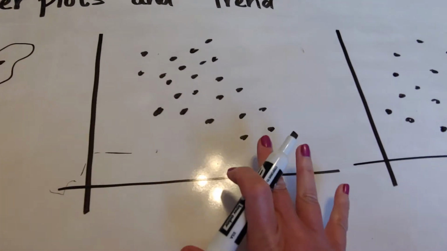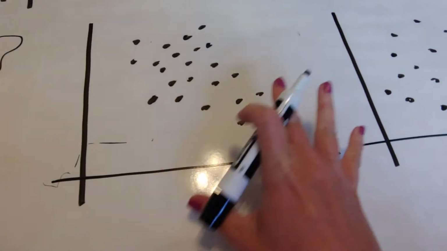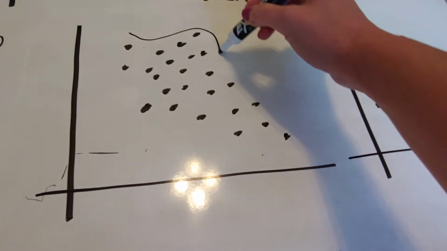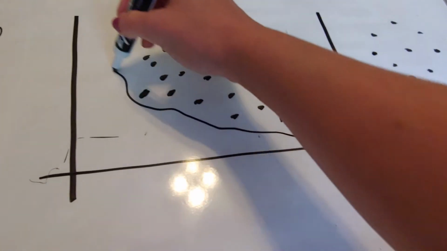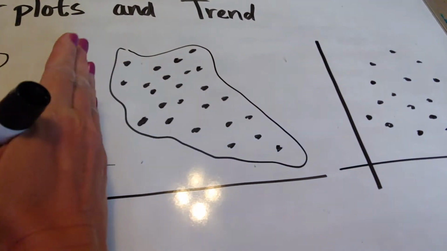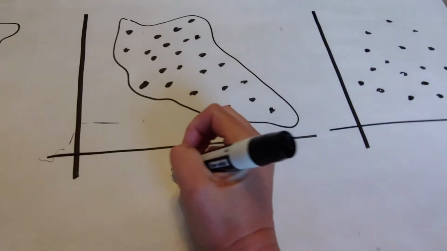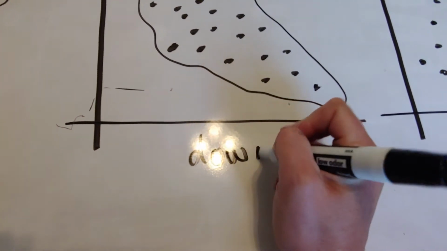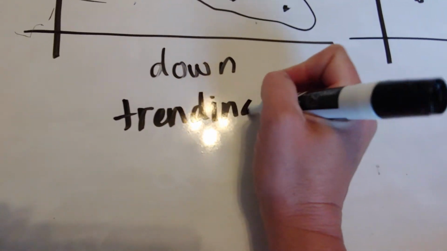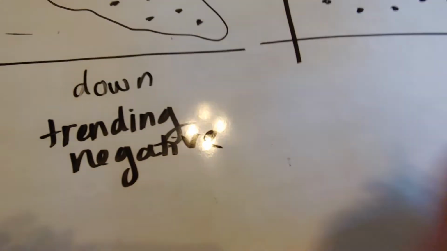All right, you can see that this blob is a little bit wider than the first one. This one's a little more tightly clustered, and here it's a little more spread out. But again, if I look at it from left to right, you can see that this blob is pointing down. So I'd be going down the mountain. This here is down, which is trending negative. Sorry about the glare.